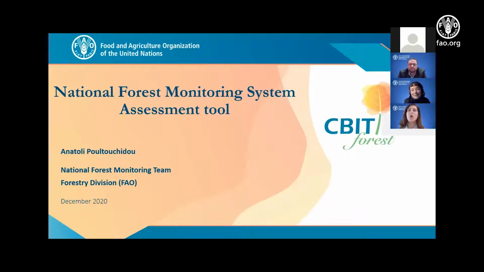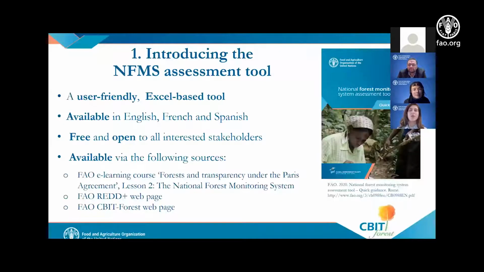Today I'm going to show you how to quickly and easily assess the potential gaps, weaknesses and strengths that may exist in a country's national forest monitoring system using the National Forest Monitoring System Assessment Tool. So let me introduce you to the NFMS Assessment Tool.